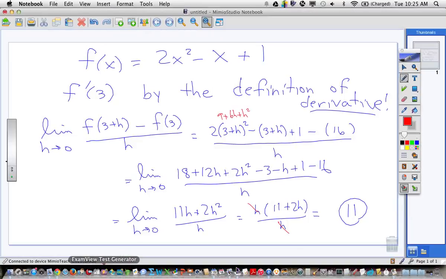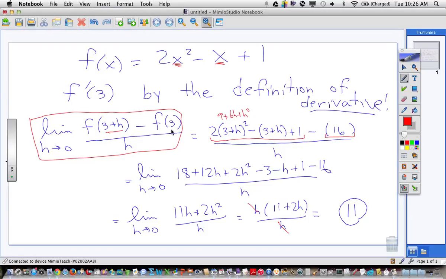All right, I'm going to uncover it here, if you want to look. Right, so the key is the definition of the derivative, so setting that up right there. And then f of 3 plus h means to put a 3 plus h in for that x and a 3 plus h in for that x. So that's this first part right here. And then put a 3 in. So that's 16, because 18 minus 3 is 15 plus 1 is 16. So those three, and then subtract 16.